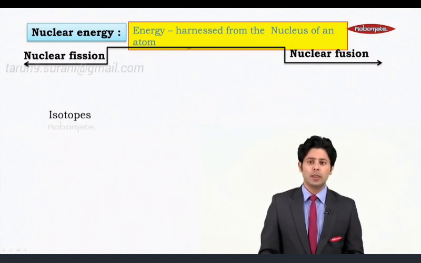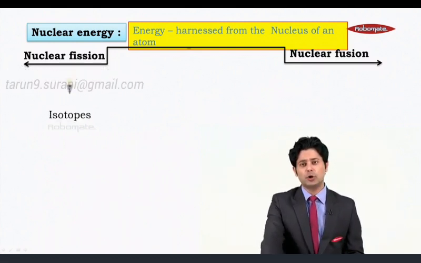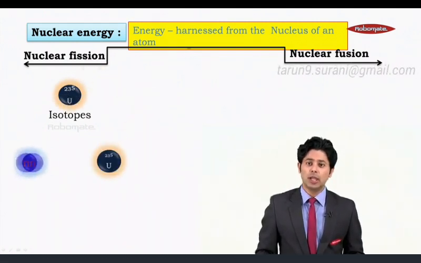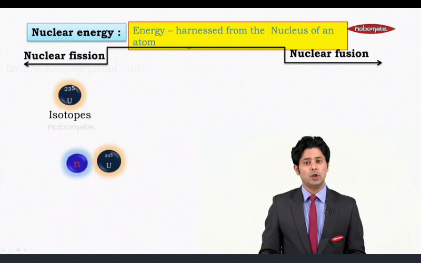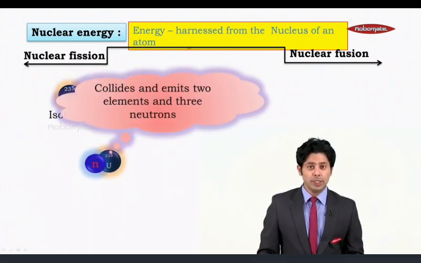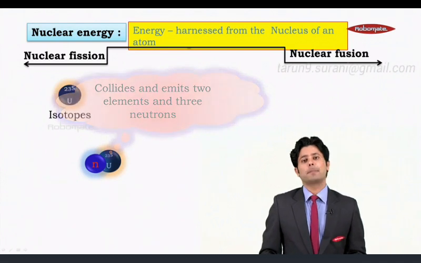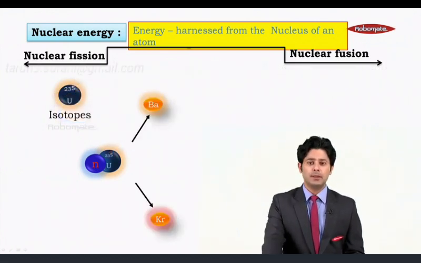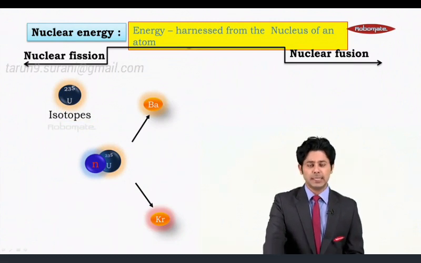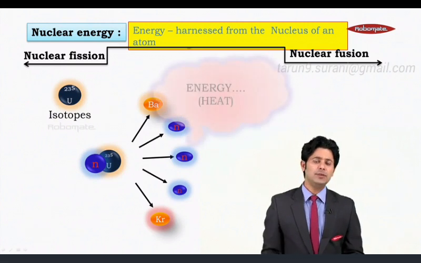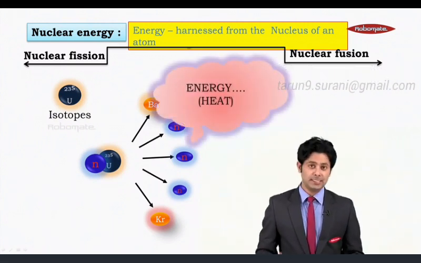For that, what we do? We take an isotope of uranium-235, and we allow it to collide with a neutron. Now what happens? It releases two elements and three neutrons. As the neutron collides with uranium-235, it forms barium as one element, krypton as the second element, and it liberates three neutrons. Now if we see further, what we notice is there is heat energy.